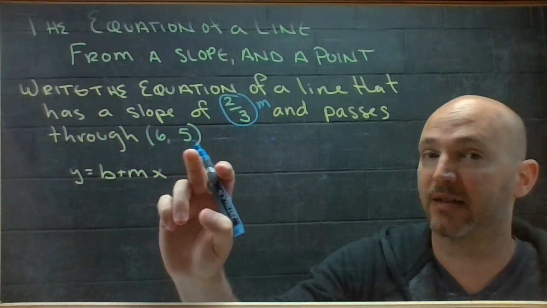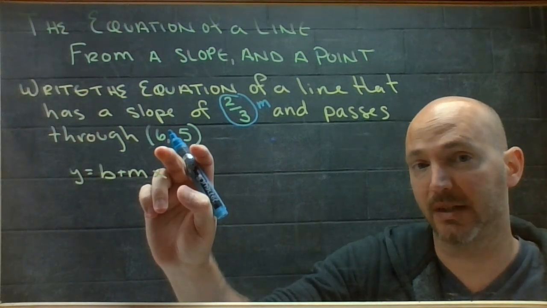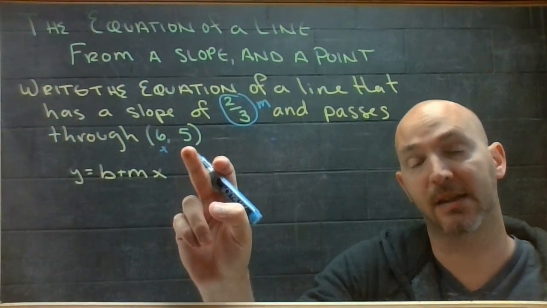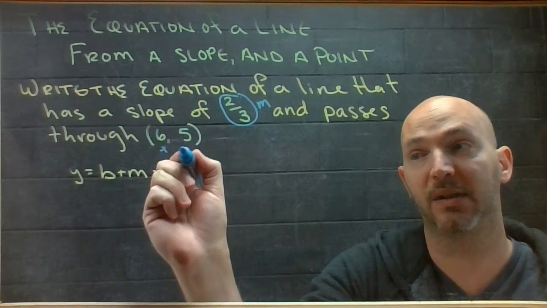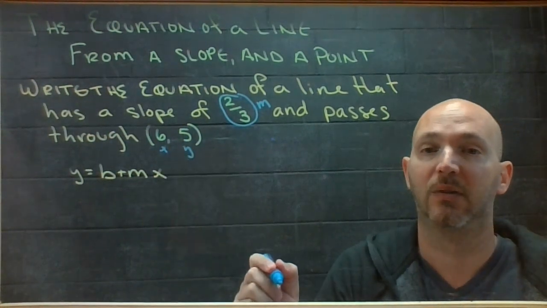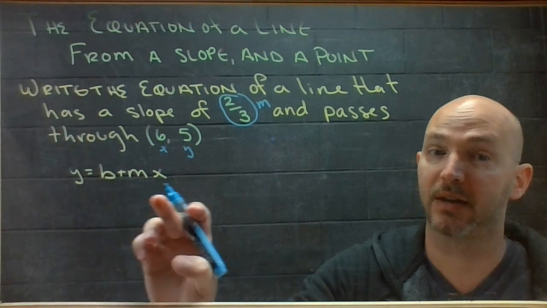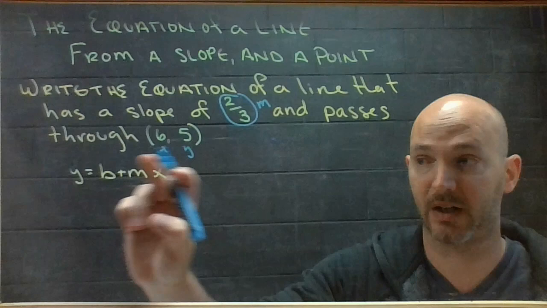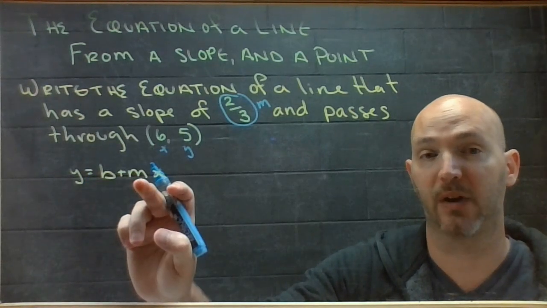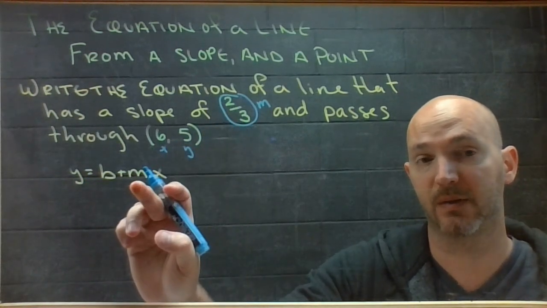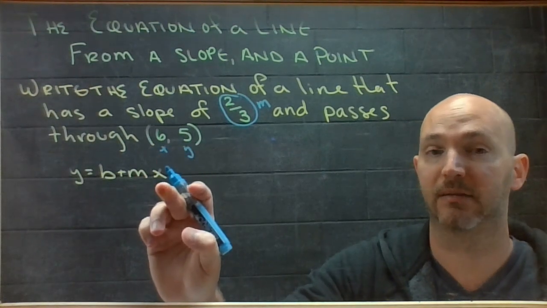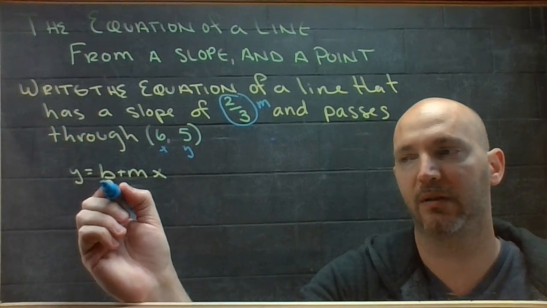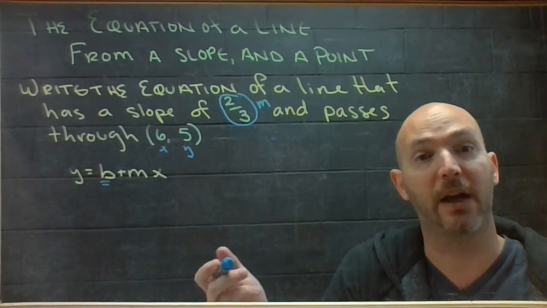And when you're given a set of points, the first number you see in an ordered pair is always an x value, and the second number you see in an ordered pair is always a y value. So if you look at this model we've got sitting here, I have a number for y, that's 5. I have a number for m, that's 2/3. And I have a number for x, that's 6. The only thing that isn't solved for is b, right? The y-intercept.